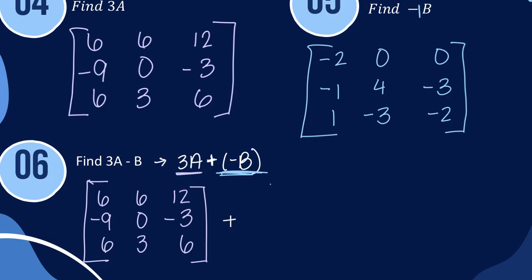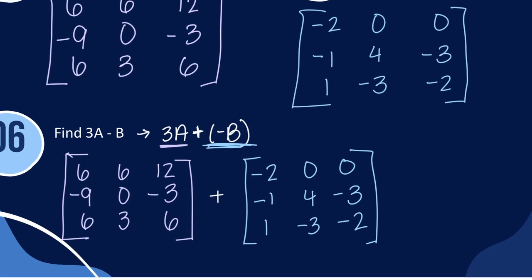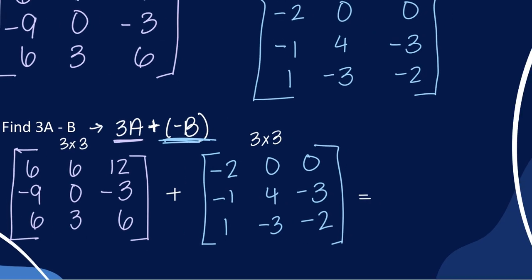Now looking at the next part, same thing, writing it negative 2, 0, 0, negative 1, 4, negative 3, 1, negative 3, negative 2. And then let's go ahead and solve this. All right, so looking at this, same thing we did before. Do I have the same dimensions? Looking at this, I have a 3 by 3. And this one is also 3 by 3. And I'm just going to go ahead and solve. So solving for my answer.